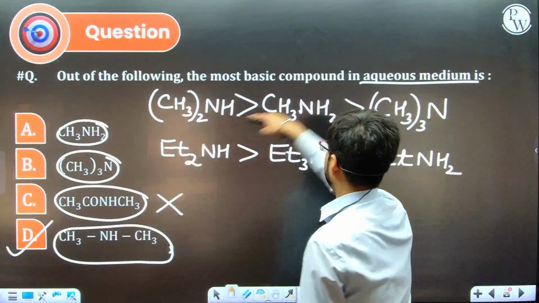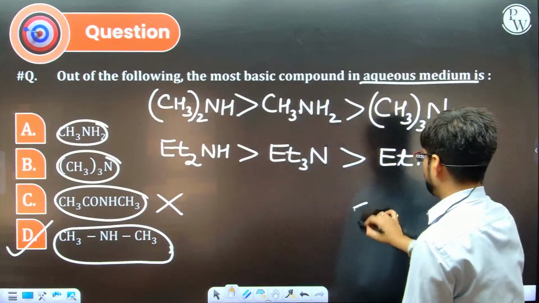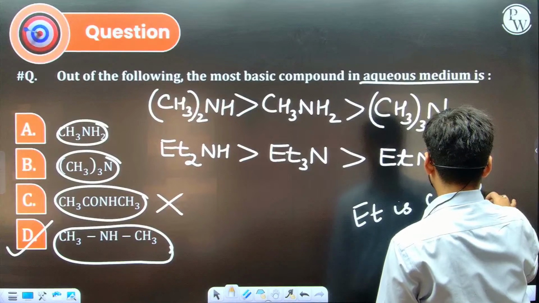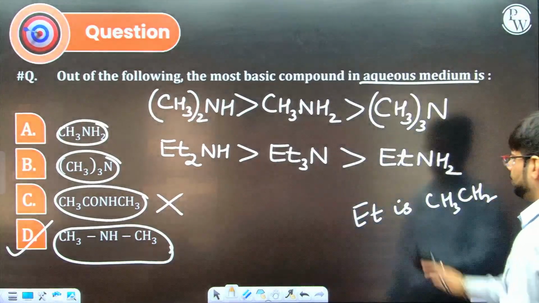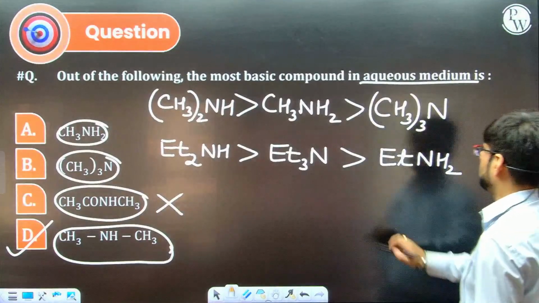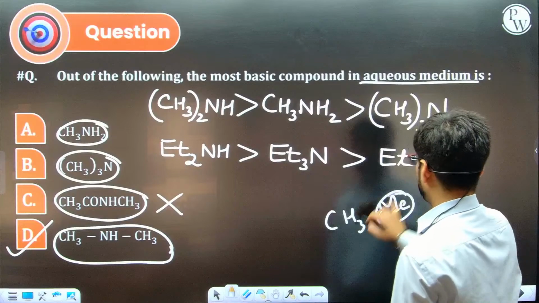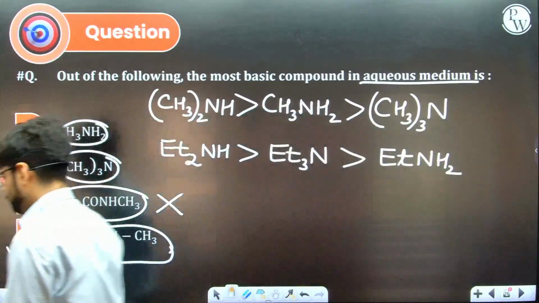So 2 degree, 1 degree, 3 degree, and 2 degree, 3 degree, 1 degree. Et is what? Et is CH2CH3, right? This is Et, the ethyl group, CH3CH2. And CH3 can be written as Me. Me is CH3. Okay. Right?